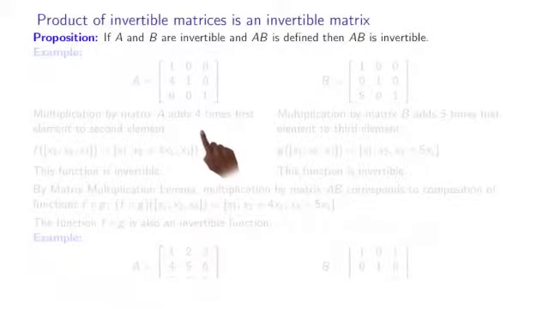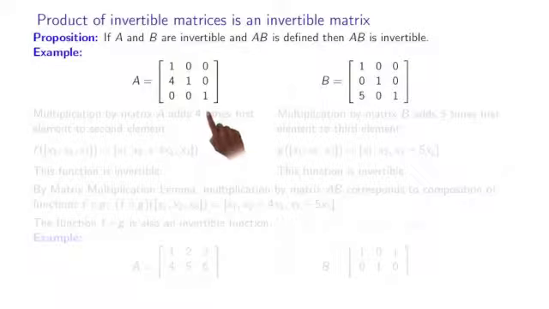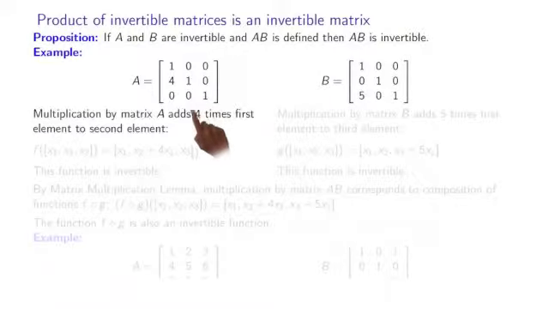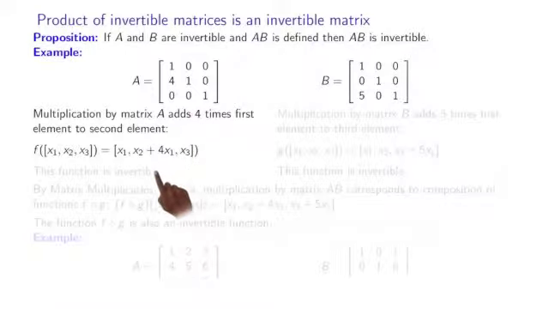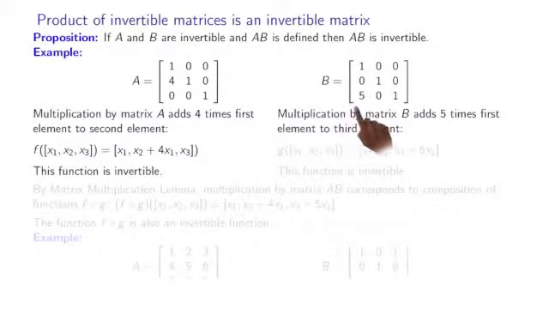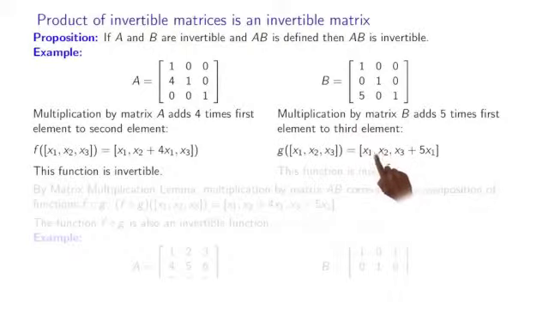In the second example, the two matrices are slightly bigger, but like the previous two matrices, these are elementary row addition matrices. Multiplication of a vector by this matrix A adds 4 times the first element to the second element. And this function is clearly invertible because the function that subtracts 4 times the first element from the second element is its inverse. Now, multiplication by the matrix B adds 5 times the first element to the third element. And that function is similarly invertible.